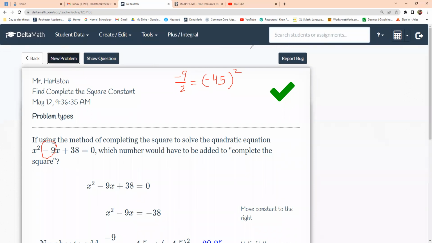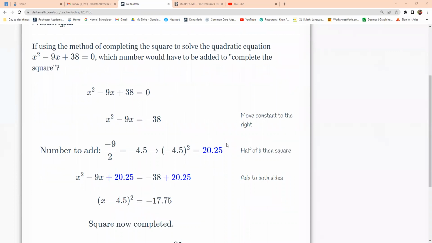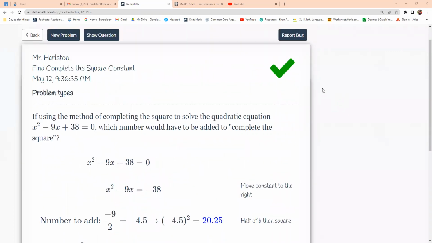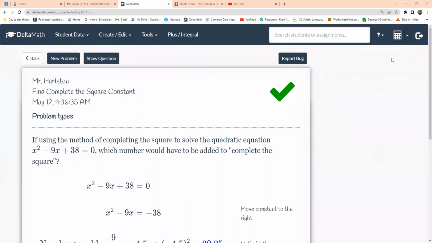Clear drawings. All right, I'm going to stop. That's the first one, find the complete square constant. That's all you're doing. Taking the middle term, splitting it in half like this, and then you square it. So let's go here and let's end it.